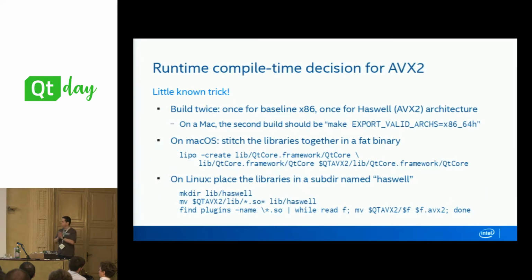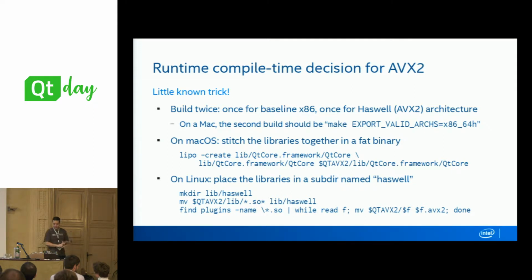There's also a neat trick that I want you to learn about. What happens if you actually want to do runtime and compile time decision? Let me explain. I want to benefit from AVX2, but I want to be able to run on older CPUs. So what you're going to do is that you're going to build twice. You build once for the baseline for your system, whatever it is, plus once for AVX2, for Haswell.